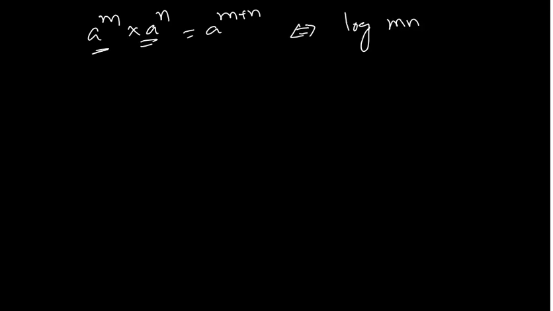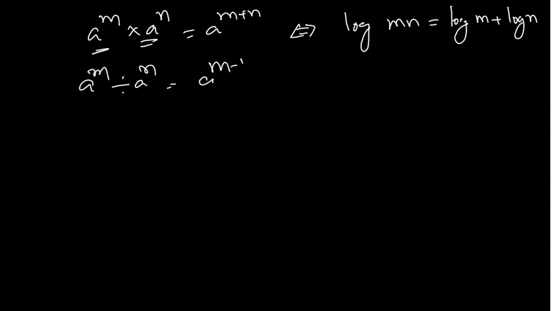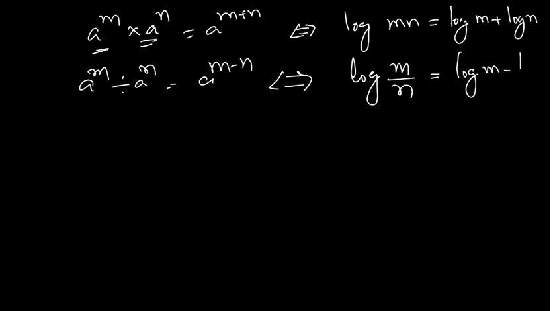If you have a to the power of m into a to the power of n, the base is the same. In the exponent form, it is a to the power of m plus n. So the logarithmic equivalent is log of mn equals log m plus log n. If you want to multiply two numbers, you just take the logarithm of the first and the logarithm of the second, and add them up. If I have a to the power of m divided by a to the power of n, I get a to the power of m minus n. So the equivalent is log of m over n is log m minus log n.